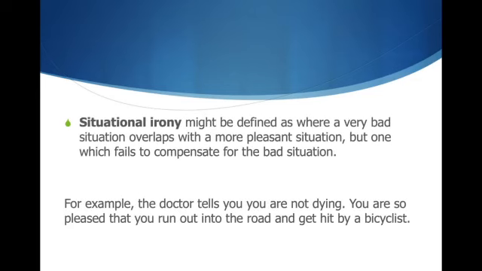Now, situational irony might be defined as where a very bad situation overlaps with a more pleasant situation, but one which fails to compensate for the bad situation. For example, the doctor might tell you you're not dying. You're so pleased that you run out into the road and you get hit by a bicyclist.